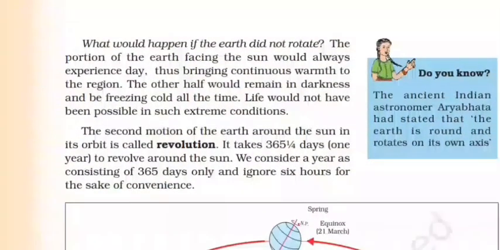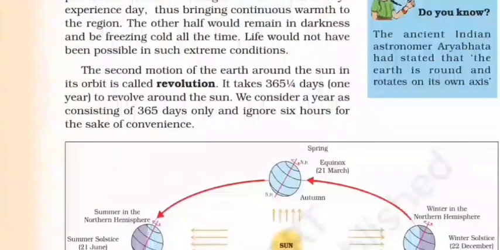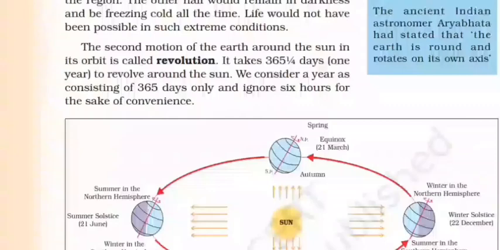What happens if the earth did not rotate? This is the very next question asked on the next page. The portion of the earth facing the sun would always experience day. This is a very obvious answer. The side facing the sunlight would always be illuminated, thus experiencing continuous warmth. The other half would be in darkness and it would be freezing, because there would be no sunlight. Life would not have been possible in such extreme conditions.